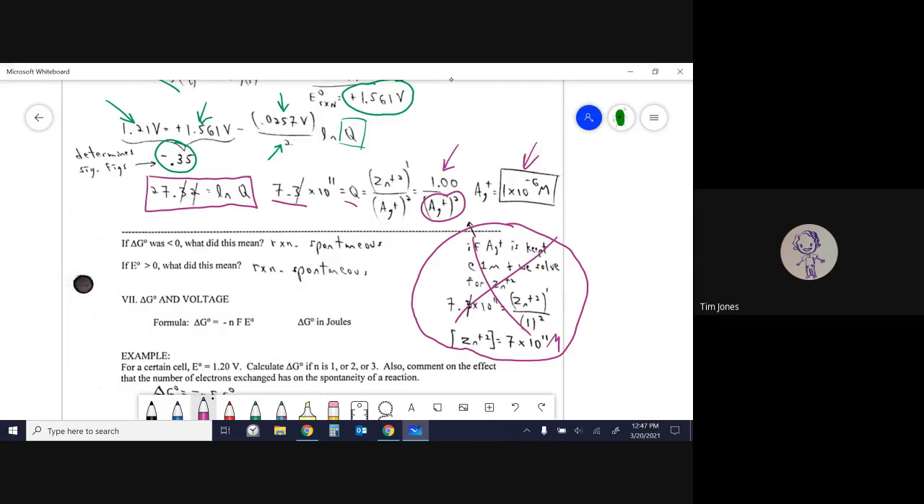If delta G is less than 0, in other words, if delta G is negative, it means it's spontaneous. And if E is greater than 0, in other words, it's positive. I don't know why I put a 1 there. Get rid of the 1. Then it means that it's spontaneous. So they're both saying the same thing. Or again, the proper term, according to the College Board, is thermodynamically favorable.